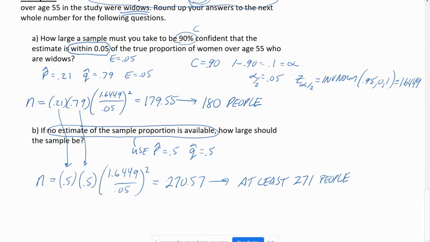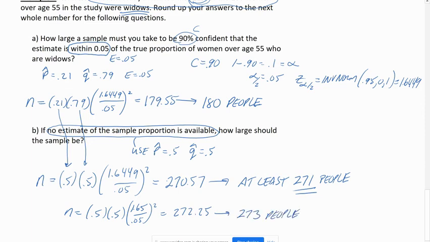Now, another thing to note is this answer is very accurate. We used a calculator for all the steps along the way. But one thing I noticed is that when we use Connect Math, it's using values from table E instead of using all the decimals that I was using. So when they calculate this, they're doing 0.5 times 0.5, and they're just using 1.65. And that changes the answer a little bit. So when we do 1.65 divided by 0.05 and square it, we get 272.25, and that is going to round up to 273 people.